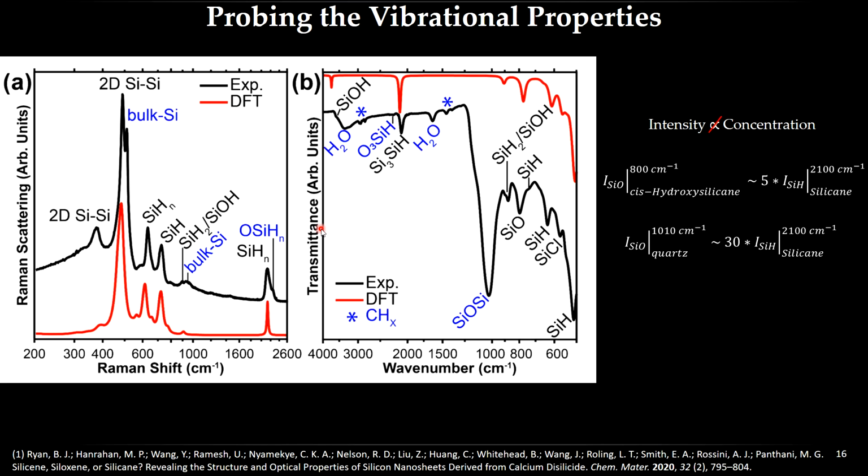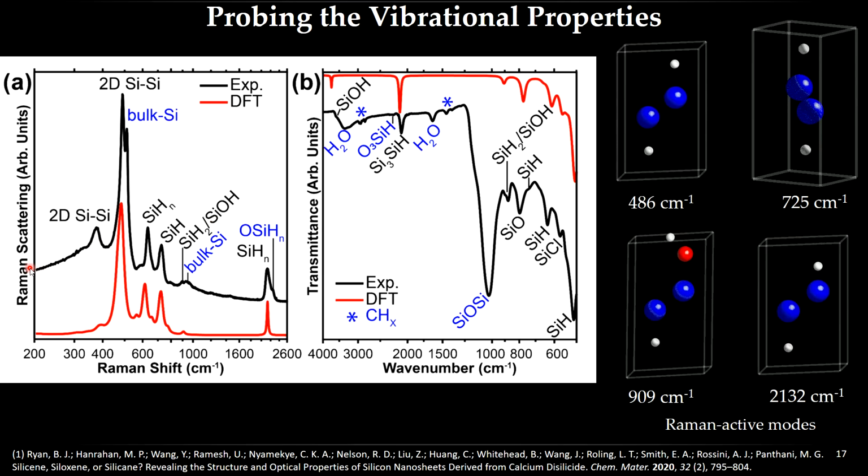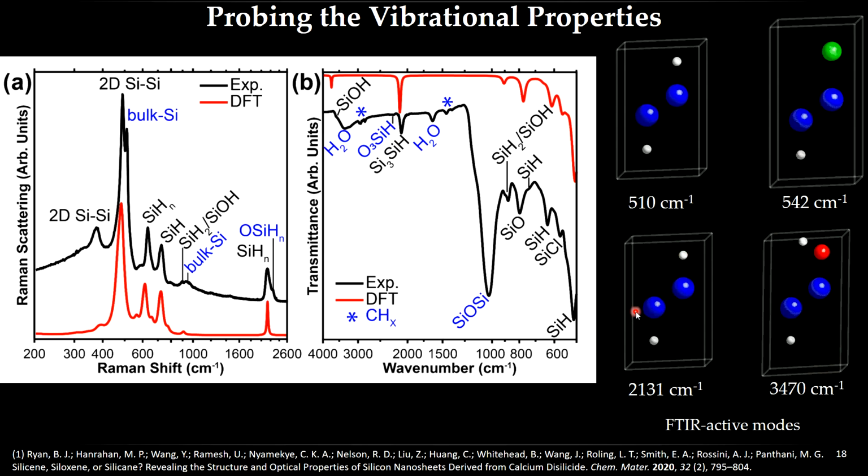And because we were modeling these vibrational modes with density functional theory, we could actually visually inspect the vibrational modes. And of course, this is not something we can do experimentally. So this is one of the big advantages of computational techniques. So what I'm showing here are a couple of Raman active modes. We can see we have silicon-silicon bonds, a couple of different silicon-hydrogen bonds, and an SiOH mode. Similarly, we can do this with FTIR. And again, I'm just showing a handful. So silicon-hydrogen bonds, SiOH, and a silicon-chlorine vibration as well.